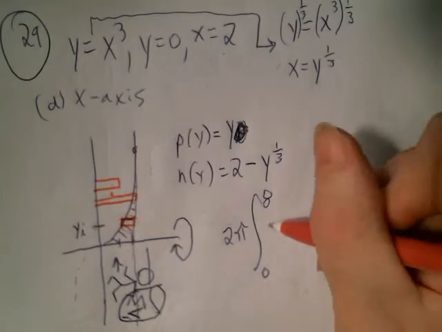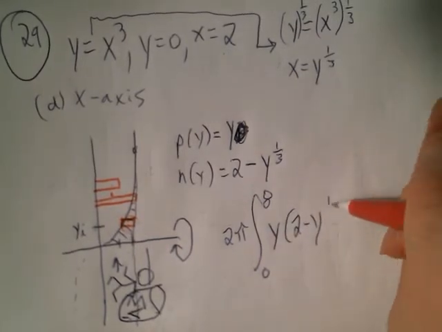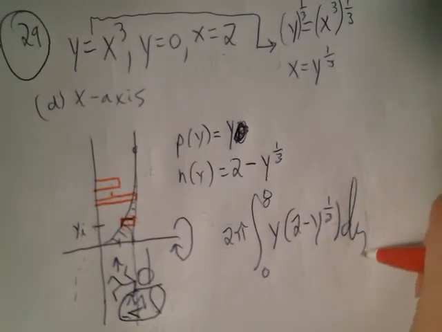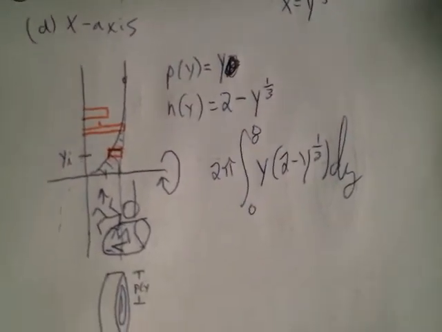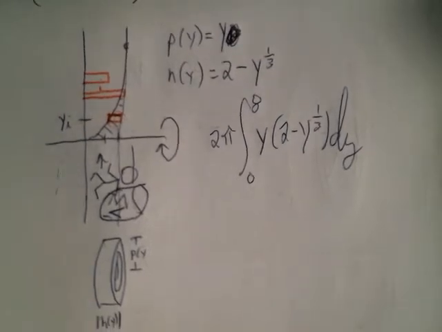And then it's just p of y times h of y dy. And that's your integral, and you would evaluate, and you'd be happy. Right? So yay. I'm going to leave the integral to you and just move on to the next problem.